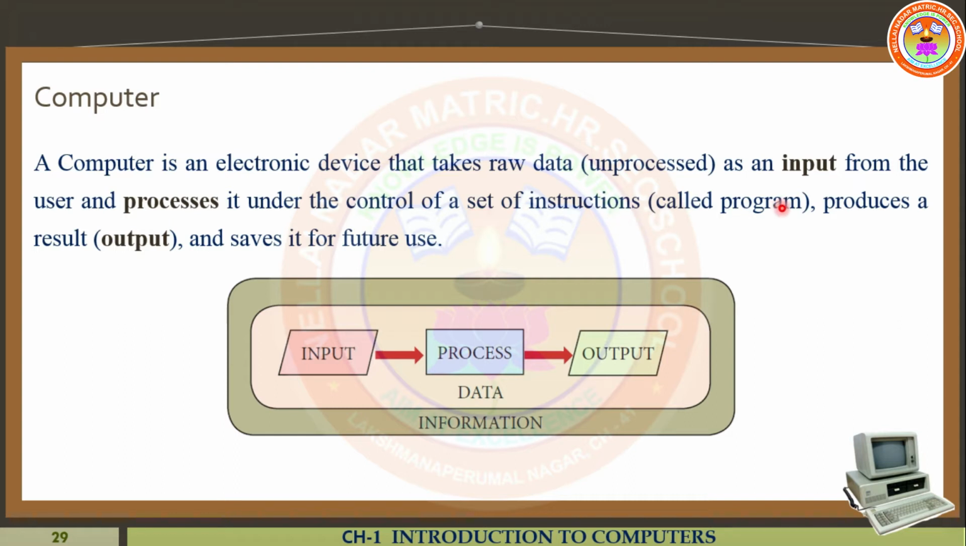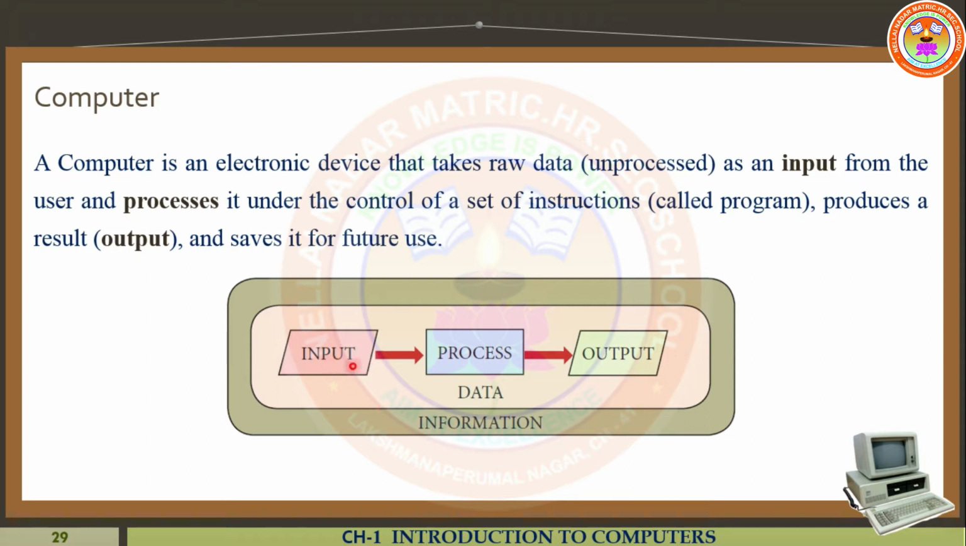So the user gives the input and the computer processes it under the control of a set of instructions, that is called what? Program. So one program does the set of instructions or set of actions and it produces a result. That result is called what? Output. Okay, and we have to save it for our future use. So this is the action. Okay, so this is the process that should happen. Once you give the data to the computer, it will be processed, then it will produce the result. This is the action.